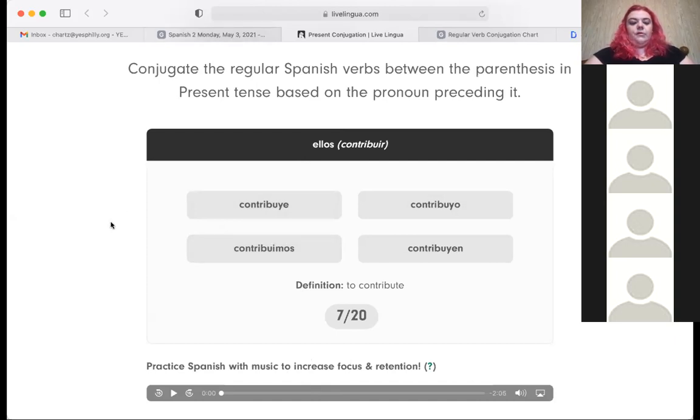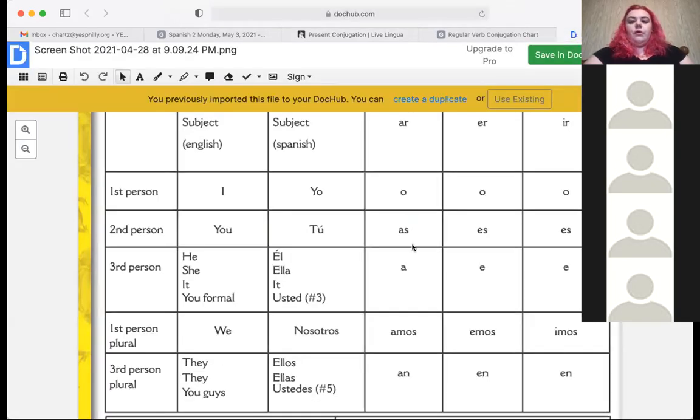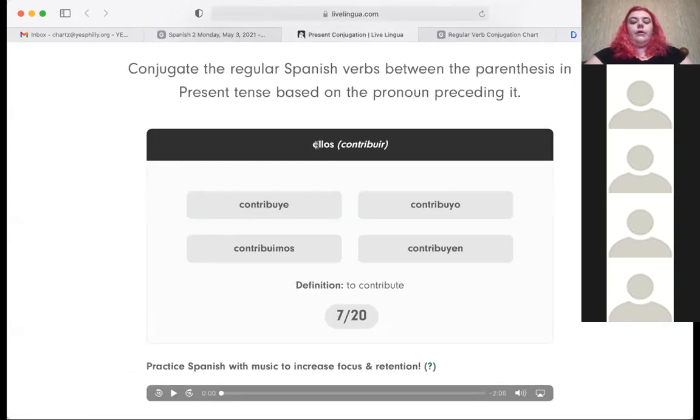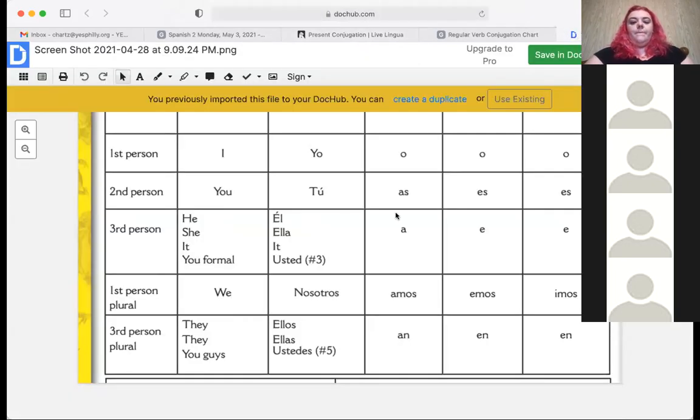Anyone want to take a guess? Well, let's take a look. So you said it's contribuimos. So we have an IR verb, right? We got that right. And nosotros, we, is the IMOS ending. But in our exercise, it's ellos, they. So let's go back to our chart. And we have they, it's an IR verb. Let's go over. It's the EN ending.